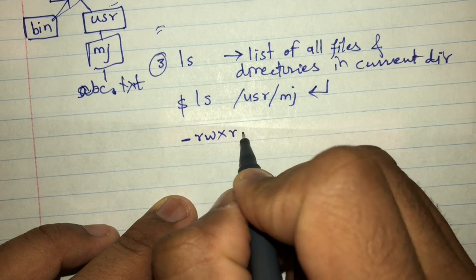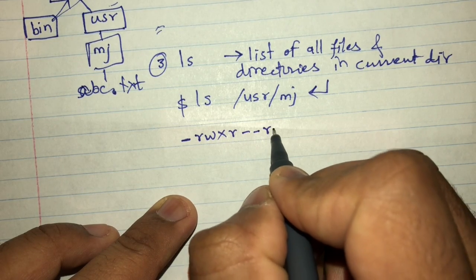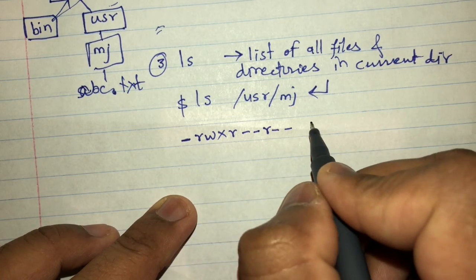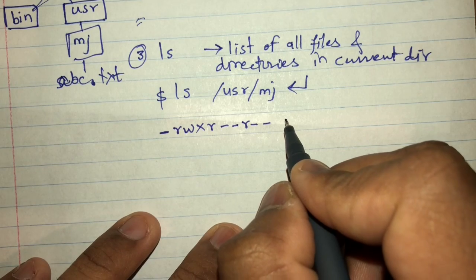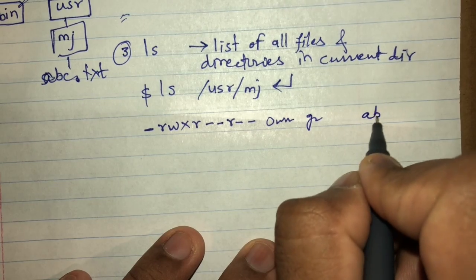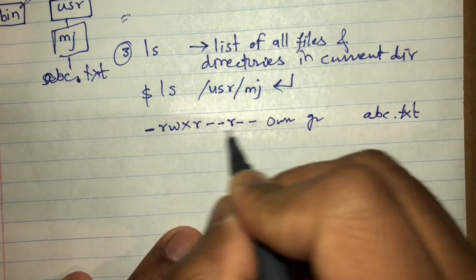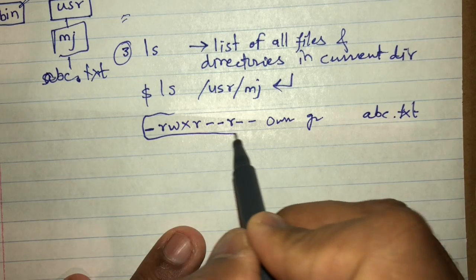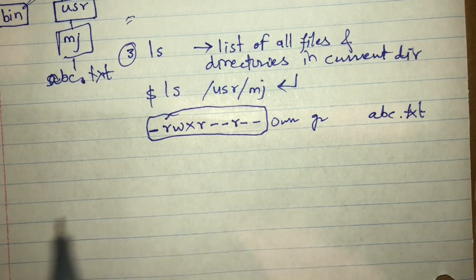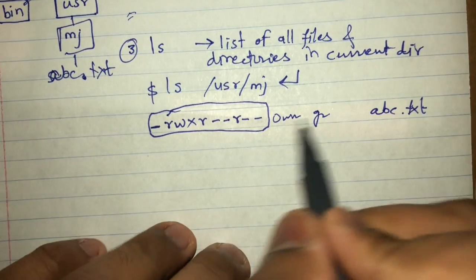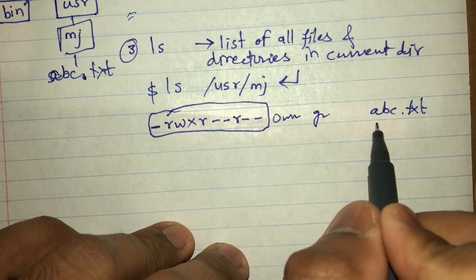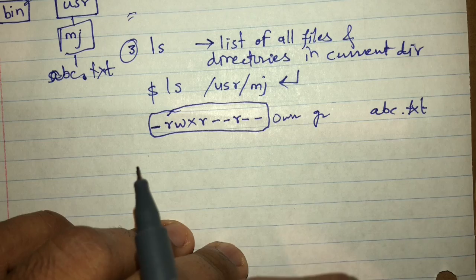-rwx r w hyphen, but anyway, then there will be owner information, group information, and at the end it will be abc.txt. We will talk about these in the coming videos. I just want to give you an introduction of what it actually looks like. So this tells you that the directory mj contains a file called abc.txt.